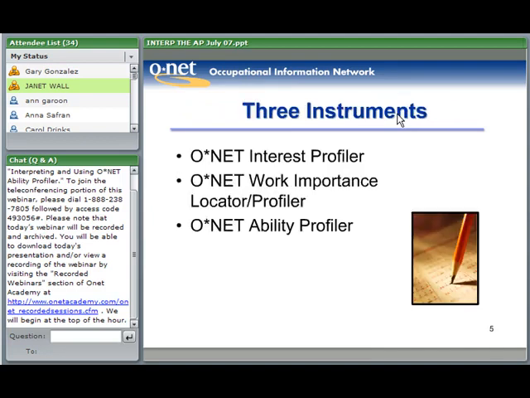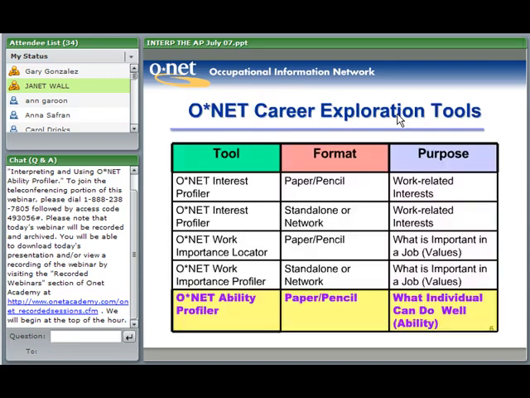So I do want to remind you that there are three instruments that are associated with the ONET system, and that is the Interest Profiler, the Work Importance Profiler or Locator, and the ONET Ability Profiler. As I described in the previous two sessions, the ONET Interest Profiler measures work-related interests, and it comes in paper pencil format and also a computerized format that you can download onto a standalone computer or onto a set of network computers. The same kind of thing occurs for the ONET Work Importance Locator and Profiler.